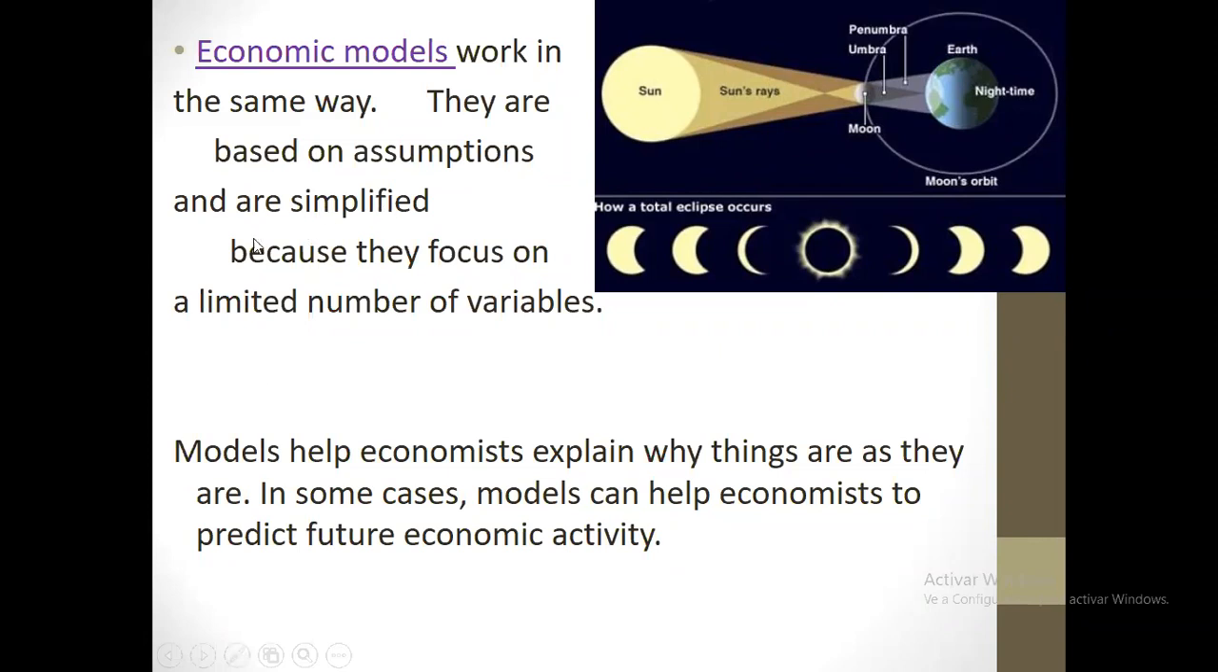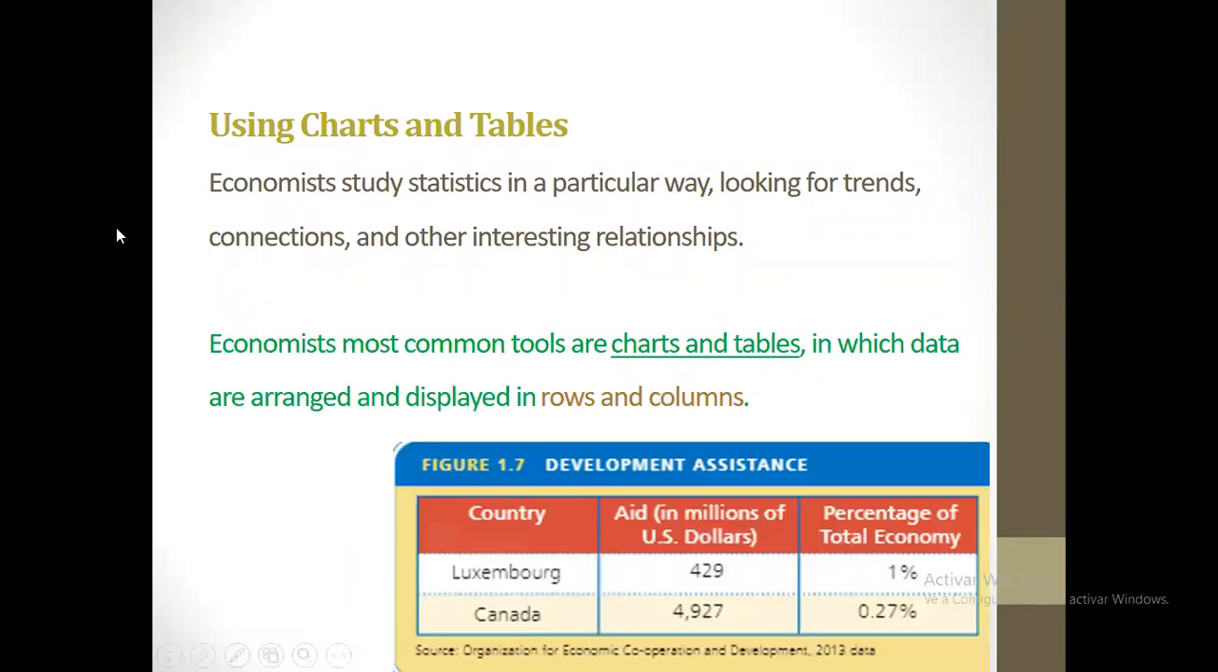Assumptions are so simplified because they focus on a limited number of variables. Remember, over here we only consider 2 variables, but in the real world they use several variables. Okay, models help economists explain why things are as they are. In some cases, models can help economists to predict the future. Now, they failed trying to predict that Panama was going to grow 2.5% this year in its economy.